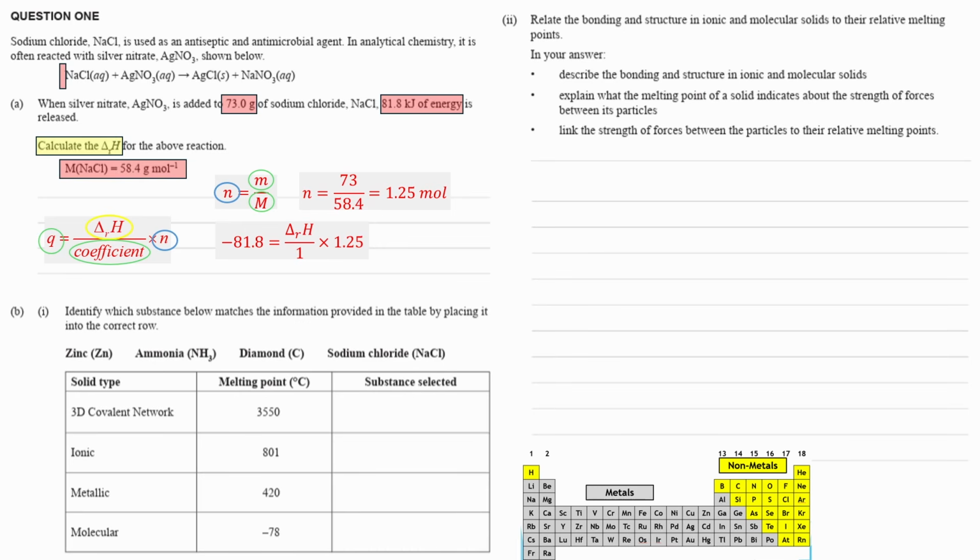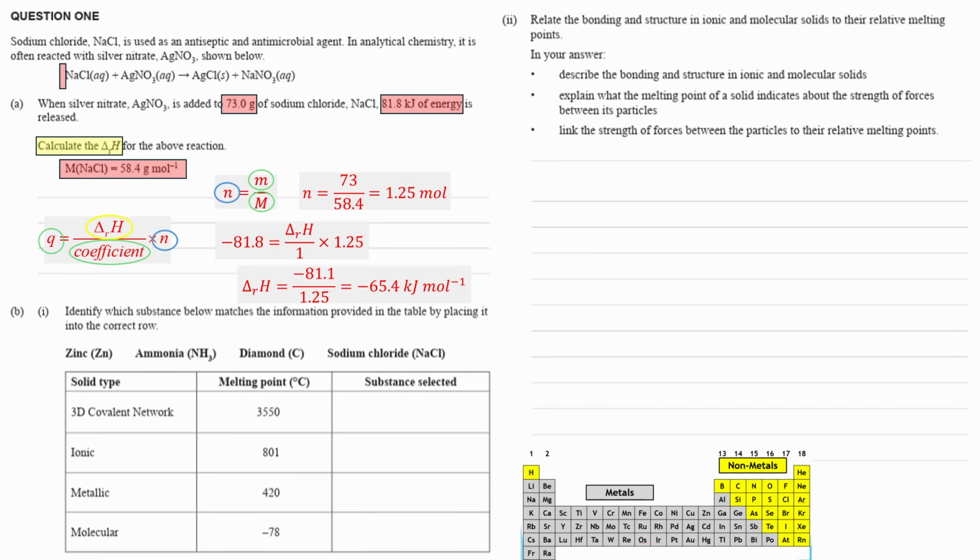Now some students that I have like to put it into an equation solver. I always would encourage people to solve this manually on their piece of paper, rearrange. But no matter which way you do it, it's the answer that's important. We end up with negative 81.8 divided by 1.25, which is an answer of negative 65.4 kilojoules per mole. Okay, now we know that the unit is going to be kilojoules per mole because we are calculating a delta rH value.